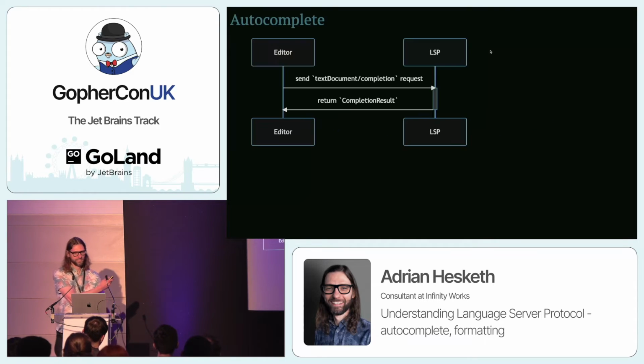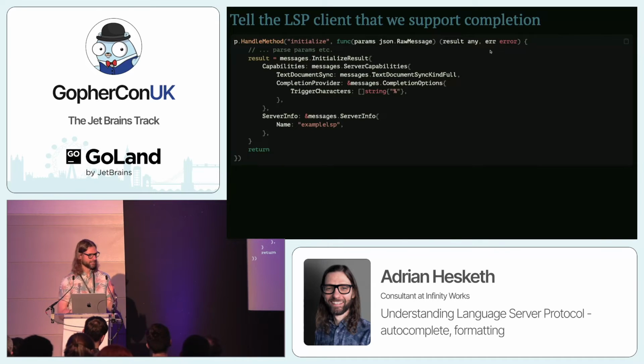So let's look at autocomplete. It should be pretty familiar by now, I think. You're probably getting the idea that there are methods and notifications, and each method has a name, each notification has a name. So it's basically the same process. We need to add a new method handler to our multiplexer. In this case, we need to update our initialization to tell the text editor that we support auto-completion.